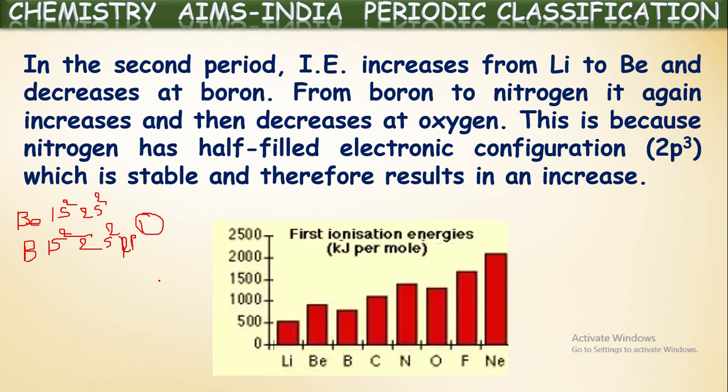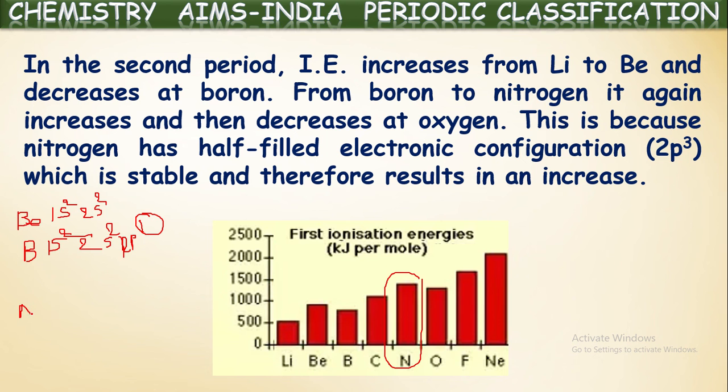Okay, that is why from beryllium to boron it decreases, and then again it gradually increases till nitrogen because size is decreasing. After nitrogen it decreases again to oxygen, because here nitrogen has a value greater than expected. That is because of its special configuration. We call that half-filled configuration, isn't it?